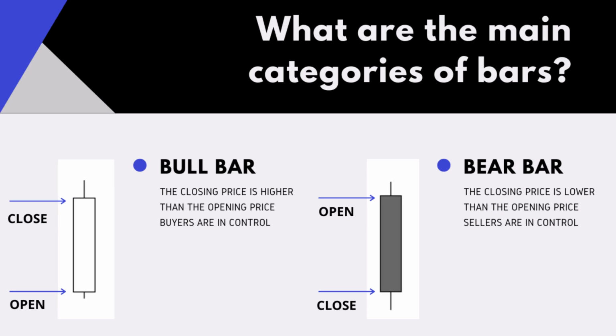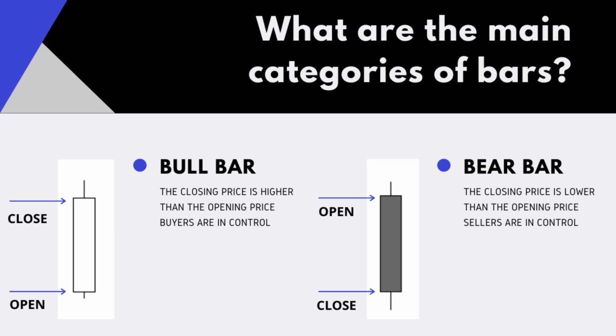So what are the main categories of the bars? There are two main categories of the bars. We have a bull bar with the closing price higher than the opening price, and this type of bar shows that buyers were in control during the given time period. So if you are watching a daily chart, that means that during the whole day buyers were in control.